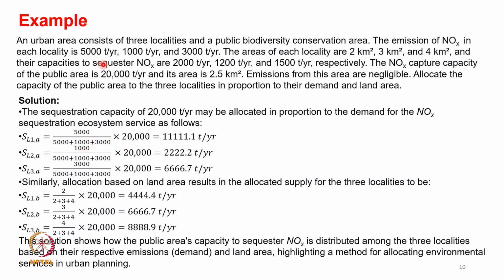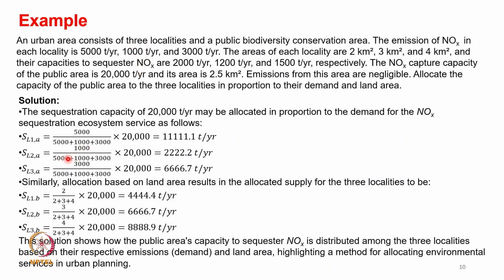So you have 5,000 divided by 5,000 plus 1,000 plus 3,000, which is a fraction, times 20,000, which would be 11,111.1 ton per year.